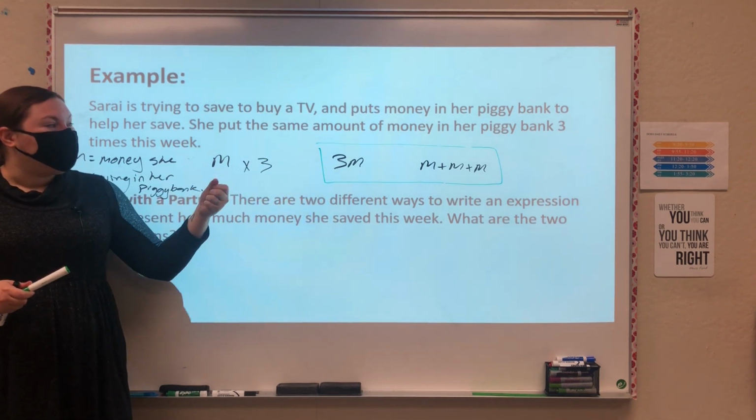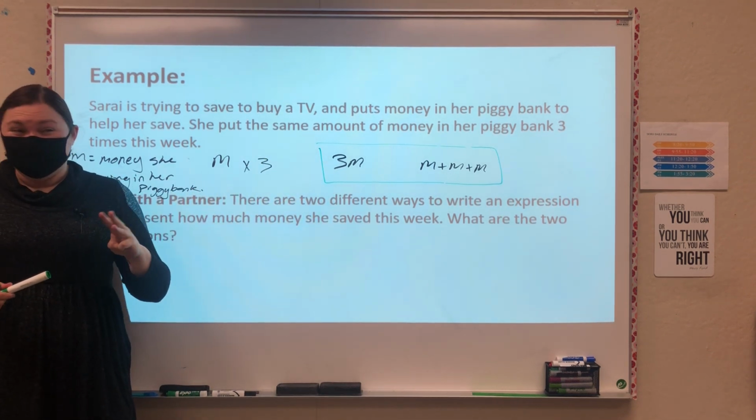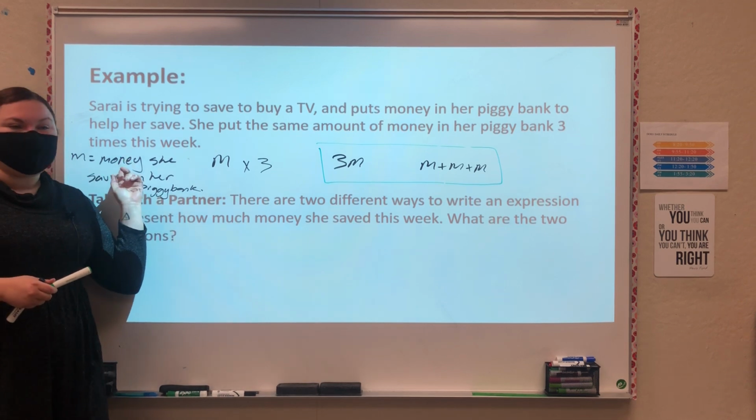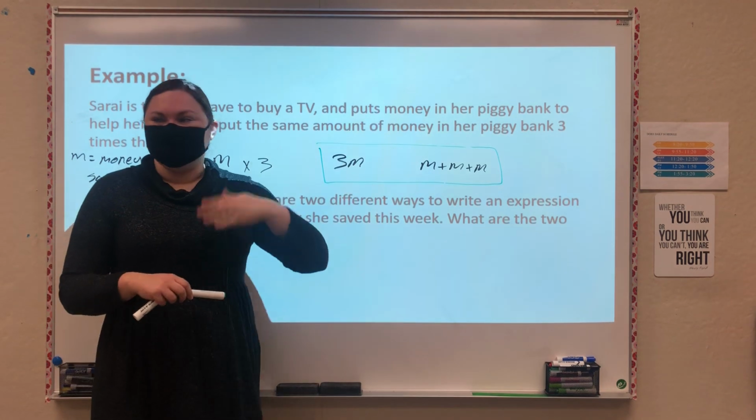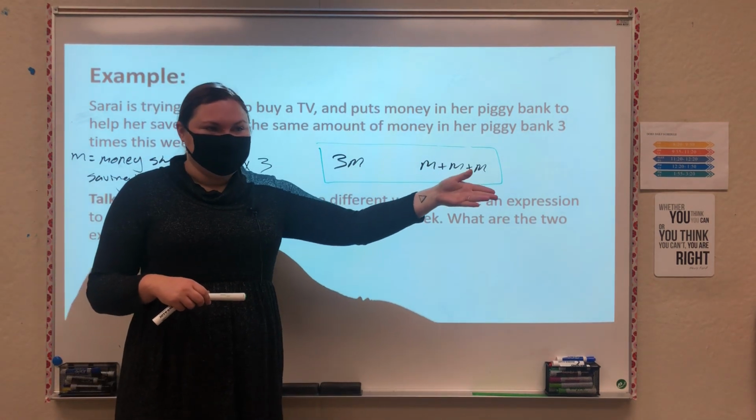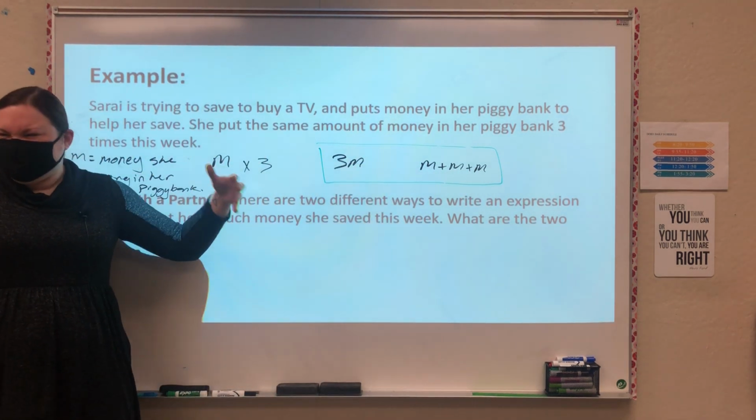I gave you a problem where she had only done it 3 times. What if I said she put that money in her piggy bank 20 times? We don't want to have to write M plus M plus M plus M plus M 20 times. That's why we've got this idea of simplifying things.